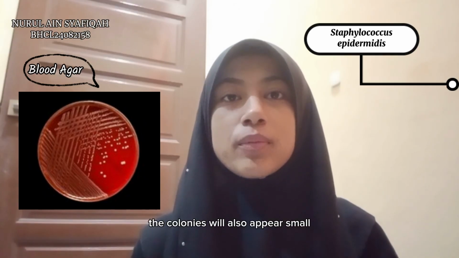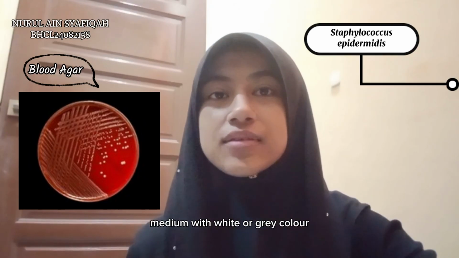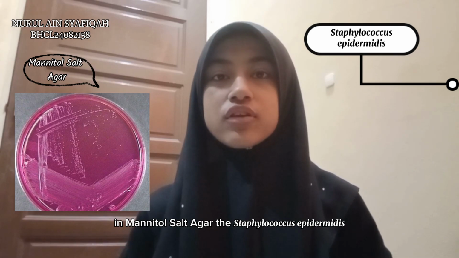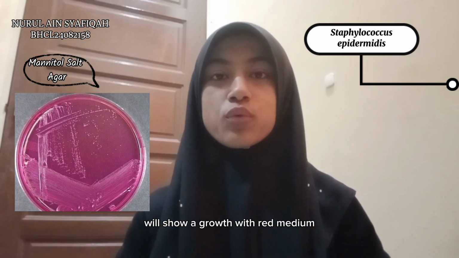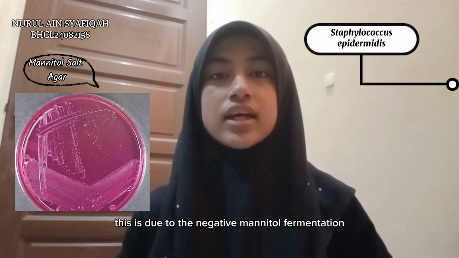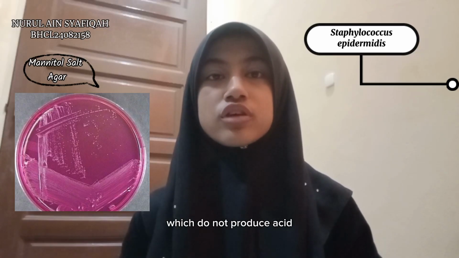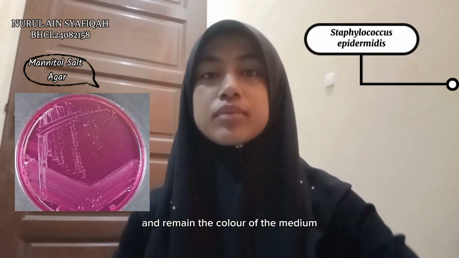The colonies will also appear small to medium with white or grey color. In mannitol salt agar, the Staphylococcus epidermidis will show growth with a red medium. This is due to the negative mannitol fermentation, which does not produce acid and so the medium remains its color.